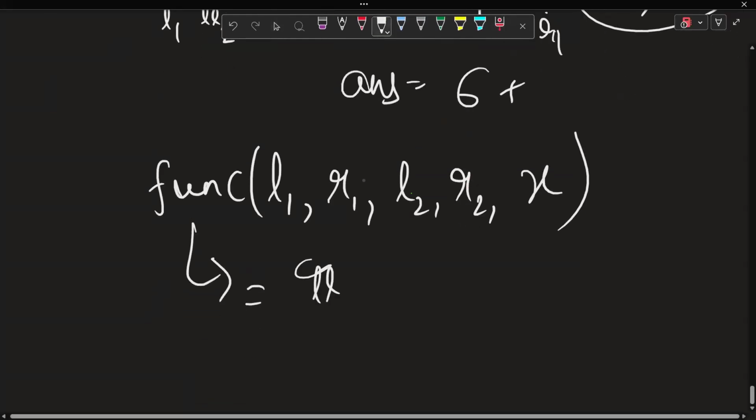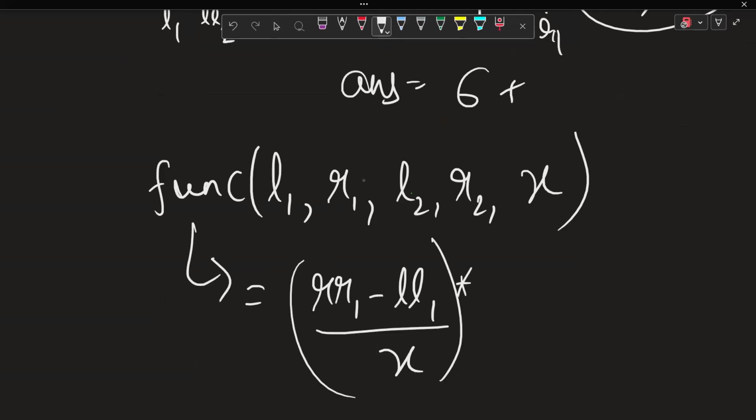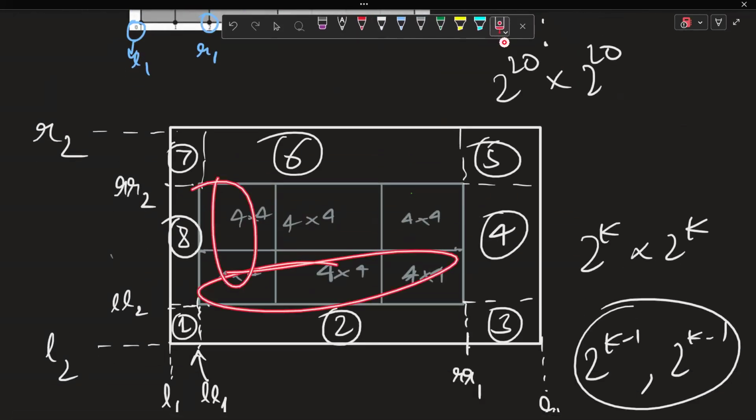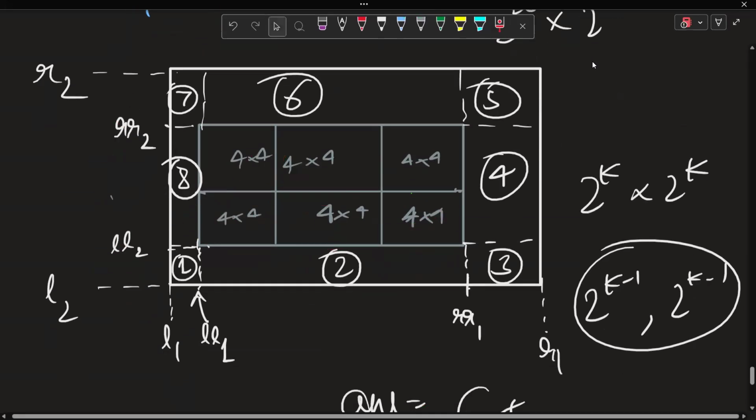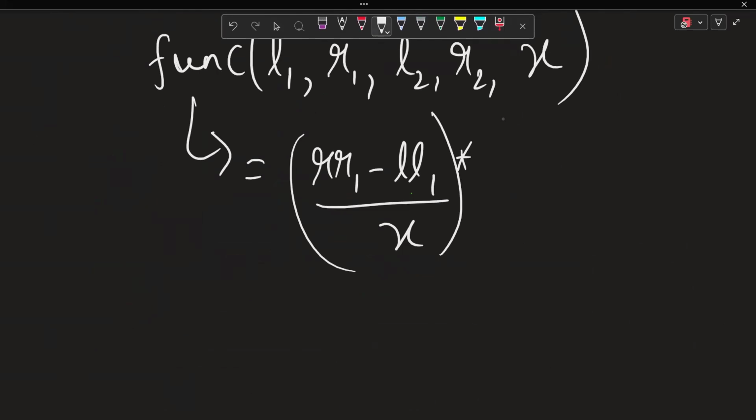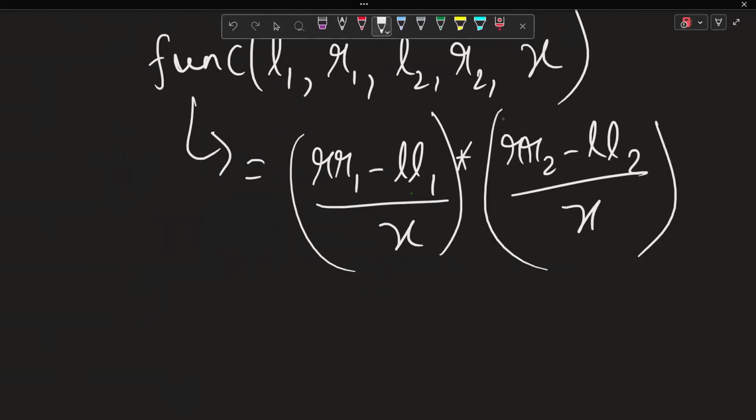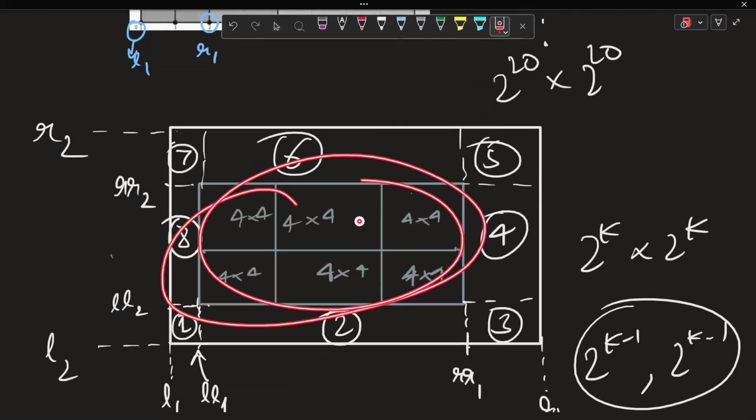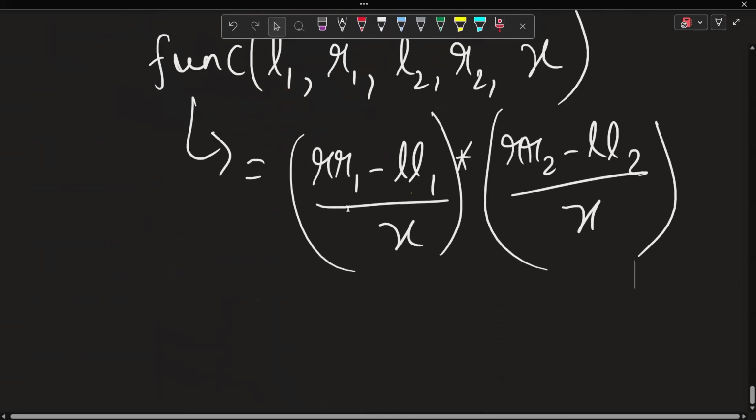So (R1 - L1) divided by X, multiplied by, so 3 here and 2 here, 3 cross 2. So 2 was this difference divided by X. So (R2 - L2) divided by X. So this is for the current, how many 4 cross 4 tiles you got. This many 4 cross 4 tiles you got.